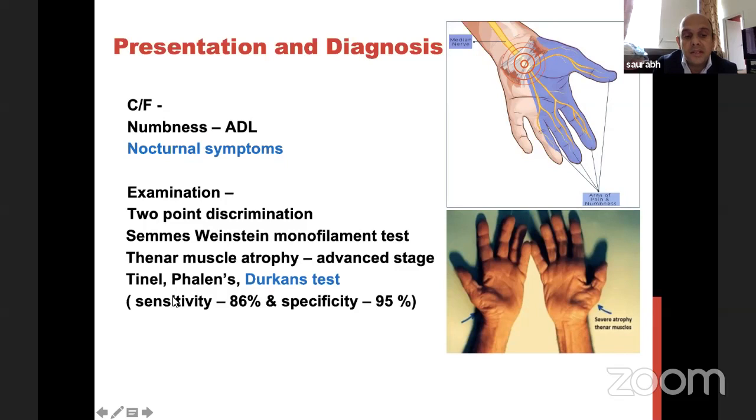In terms of tests, Tinel's, I told you do always at the end. Phalen's, but Durkan's is more important. Durkan's basically is you palmar flex the wrist, and then put direct pressure onto the carpal tunnel. Durkan's has the maximum sensitivity and specificity of around 85 to 95%.